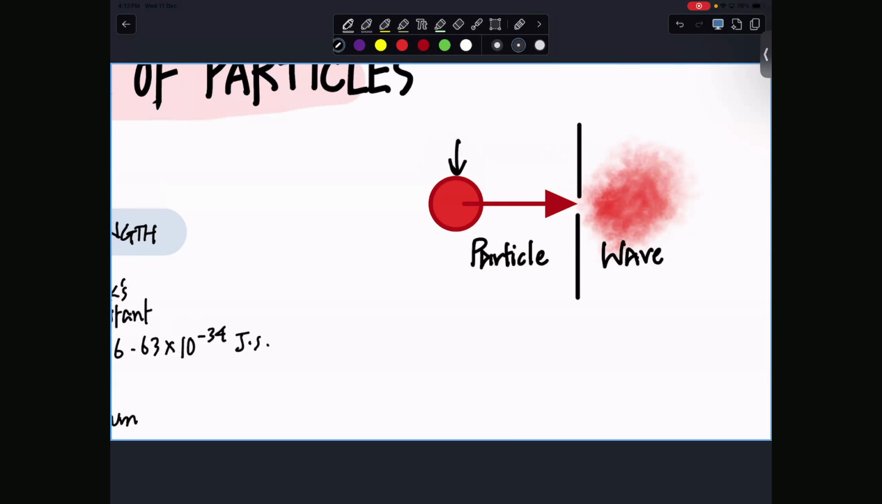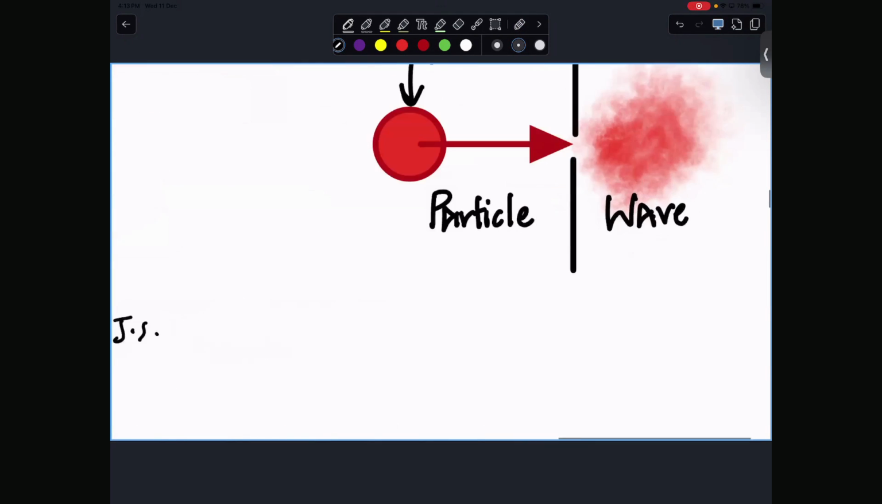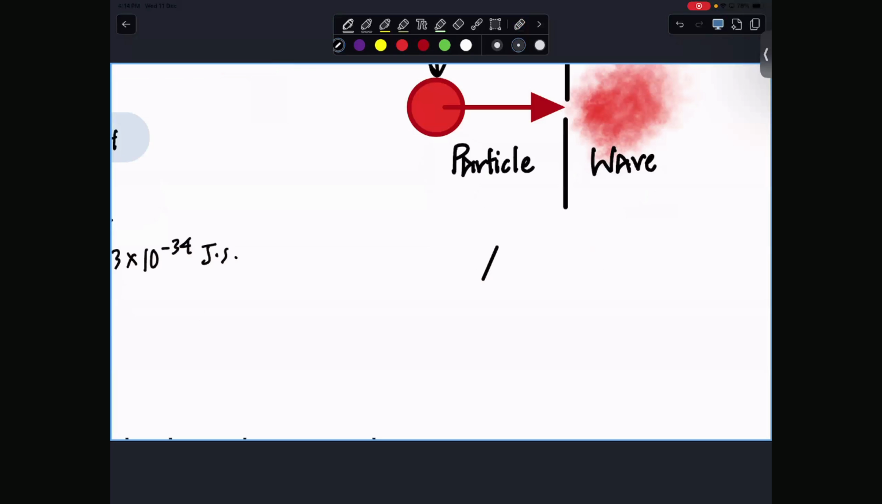What are the two features? Momentum and wavelength. And somebody actually brought them together to get this equation, arguably one of the most important equations of quantum mechanics: lambda equals h divided by p. Why is this equation very important?